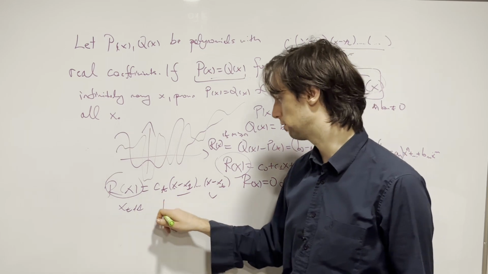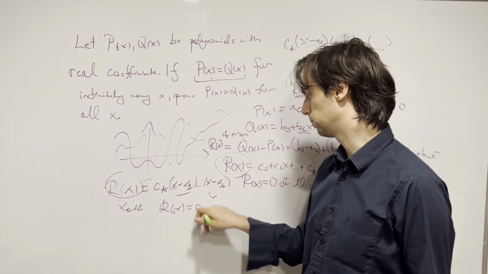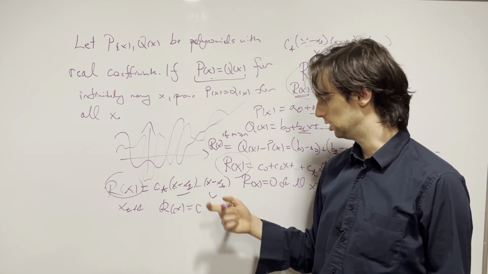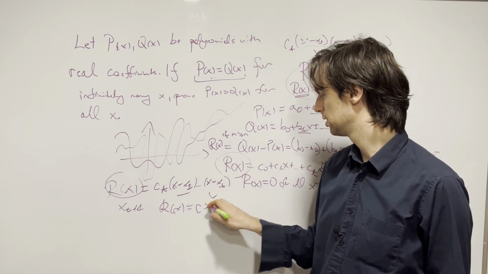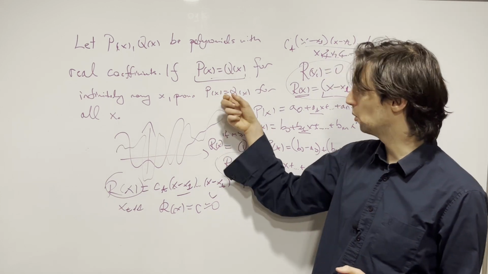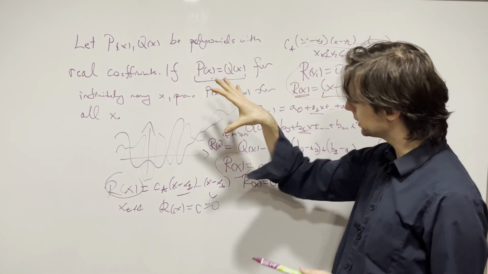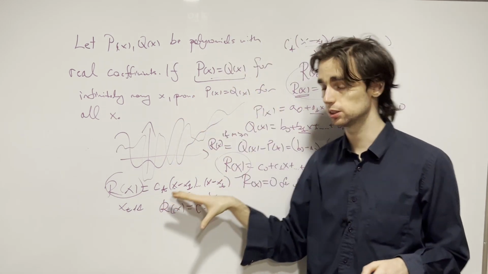So r of x is actually of degree 0. r of x is equal to a constant. If it's 0 once, that means that constant is 0. r of x is identically 0, and so p of x and q of x are equal to each other. This is an introductory thing with polynomials.